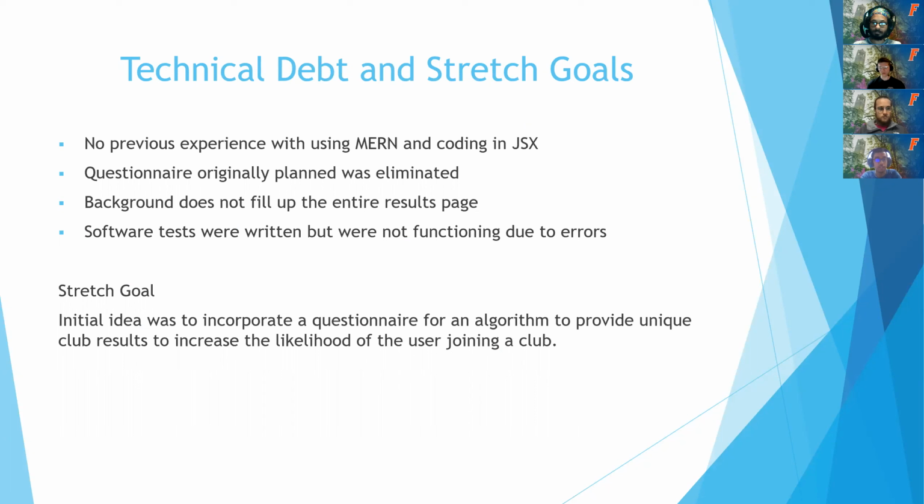And finally, our stretch goal. As I went over before, our initial idea was to incorporate a questionnaire for an algorithm to provide unique club results to increase the likelihood of the user joining a club. But we backed away from this due to time constraints, and we did a simple category selection.